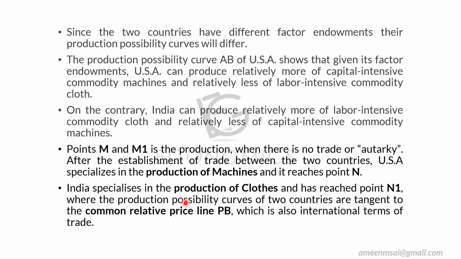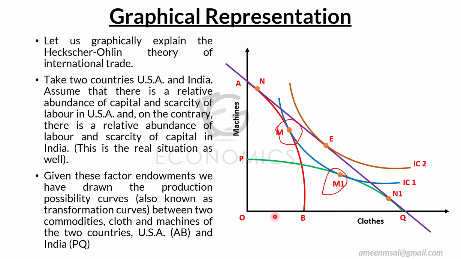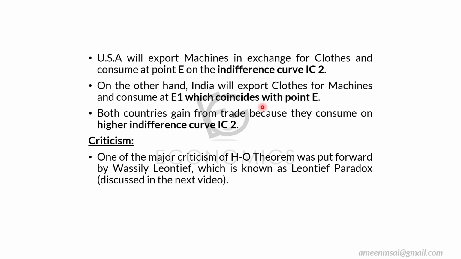Point N on the USA's production possibility curve and point N1 on India's are where the production possibility curves of the two countries are tangent to the common price line PB, which is also the international terms of trade. You can see this widened line. This is the price line PB. Both the points N and N1 will be tangent to this line. This is how it occurs when there is international trade and each country specializes in the production of each commodity.